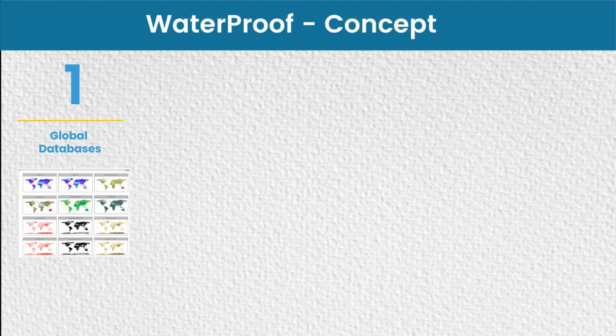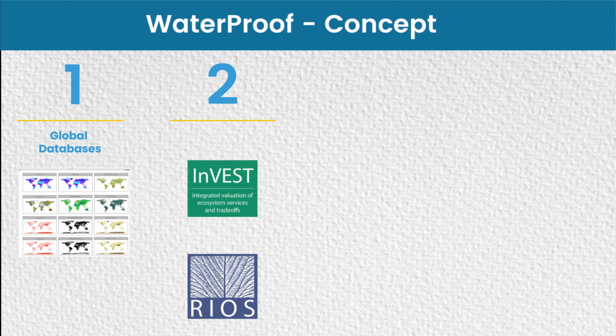At the conceptual level, WaterProof uses global databases. We have conducted an extensive review of different global information sources, and we have evaluated their suitability for the purposes of the analysis. This information review has been documented and can be consulted as part of the system documentation. Version 1.0 of WaterProof uses virtualized versions for execution in a web environment of RIOS and InVEST 2 software developed by the Natural Capital Project.